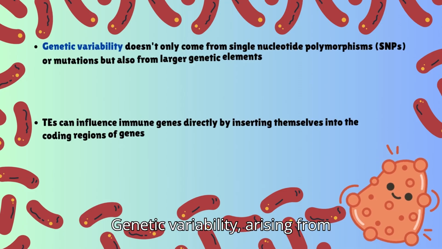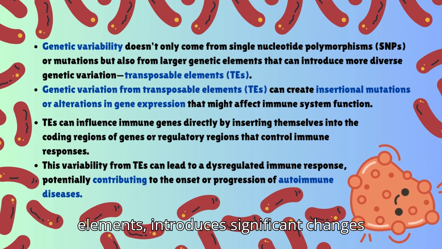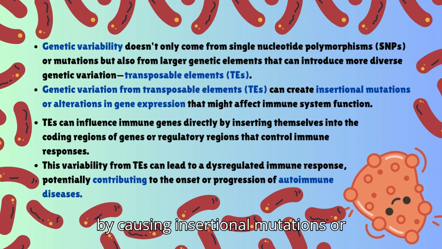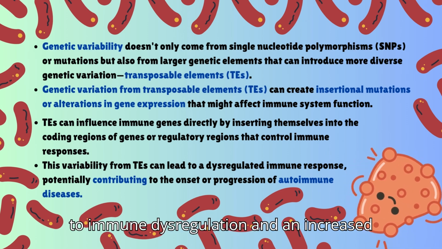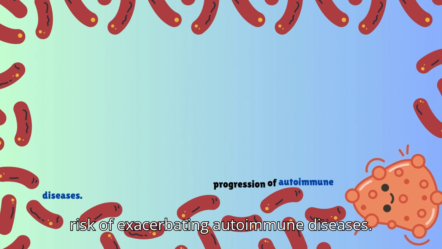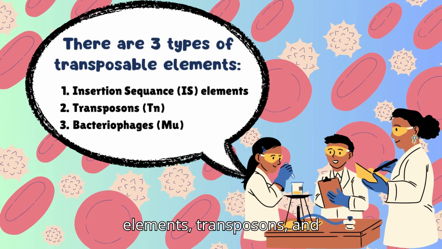Genetic variability, arising from single nucleotide polymorphisms and larger genetic elements like transposable elements, introduces significant changes by causing insertional mutations or altering gene expression. This can lead to immune dysregulation and an increased risk of exacerbating autoimmune diseases. There are three types of transposable elements, which are insertion sequence elements, transposons, and bacteriophages.